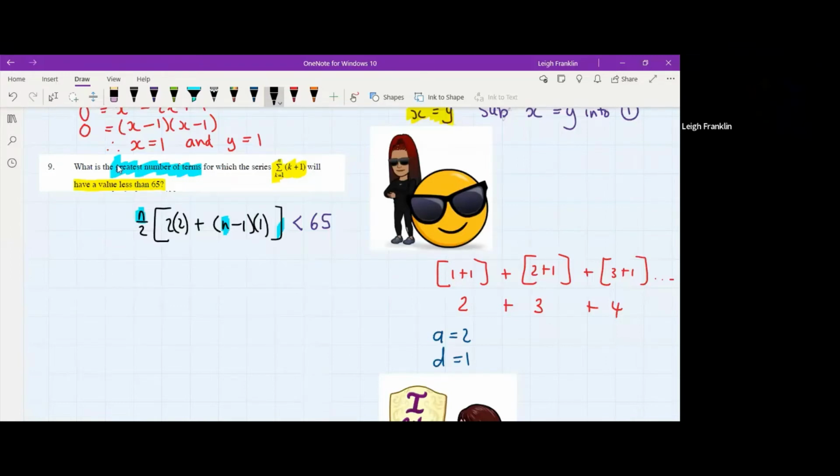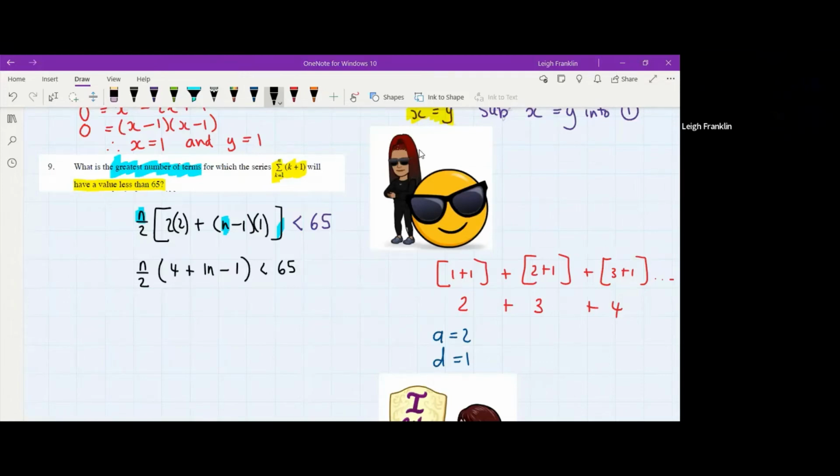Now I've got n over 2, open brackets, 2 times 2 is 4, plus 1 times (n minus 1), is smaller than 65. Now, what can I do to both sides of my inequality? I don't want to divide, I want to do the opposite. I want to multiply. That's it. You're going to times by 2, precisely.